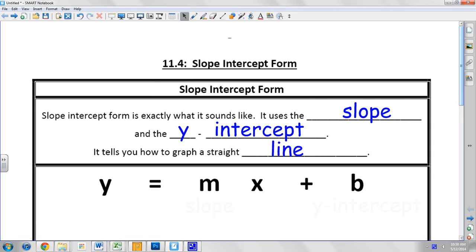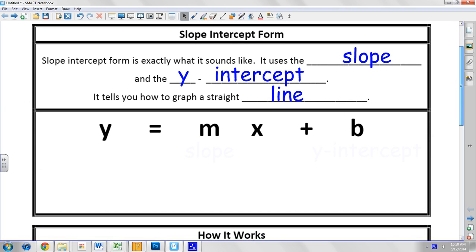Now there are a couple pieces in slope-intercept form. Every equation that's in slope-intercept form is going to be formatted as y equals mx plus b. Get your parents to sign a permission slip, get that tattooed on your arm. You will need it forever.